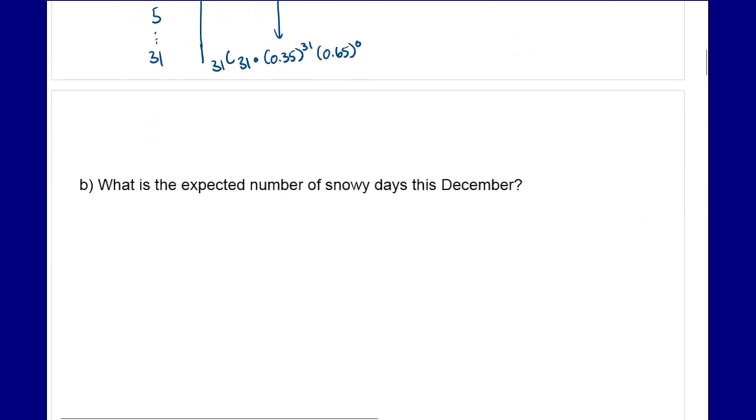And for part B, we want to determine the expected number of snowy days this December. We could go through and do the sum of each outcome multiplied by its probability, and add them all up. However, there is an easier way for binomial distribution, which is just n times p. In this case, there's 31 days multiplied by 35%, and we get 10.85. So we would expect 10.85 days of snow in December.